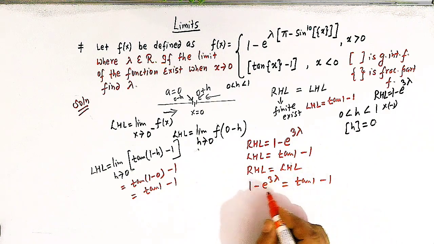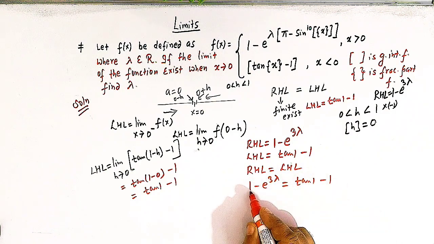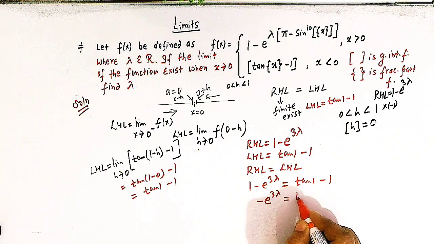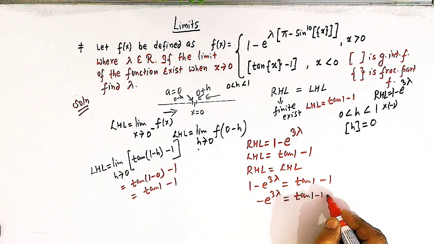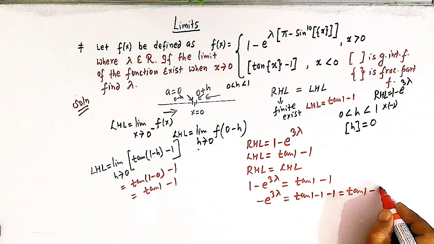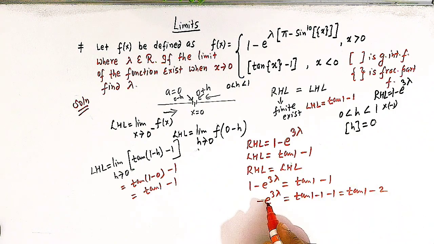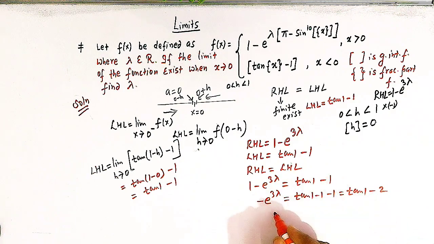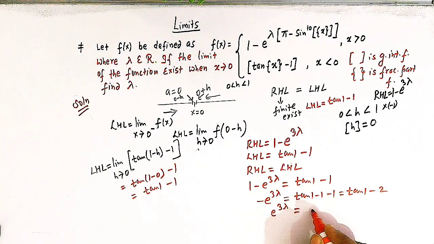So we can take this 1 to this side. So we have minus e raised to 3 lambda is equal to tan of 1 minus 1 minus 1. So this is tan of 1 minus 2, right? And now multiplying both sides by a negative sign, we have here positive. So this is e raised to 3 lambda, and here we have 2 minus tangent of 1, right?